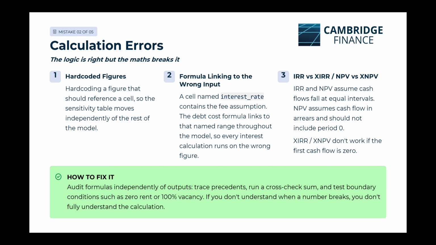So run a cross check. Sum and test boundary conditions such as 0 rent or 100% vacancy. So do real stress tests. Because my take is that if you don't understand when a number breaks, you don't understand the calculation. And if you're seeing errors like #DIV/0, the error that is division by 0, where is this error coming from? Do you understand that there is going to be an error when you stress test it?